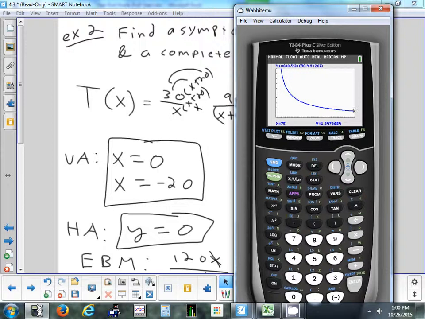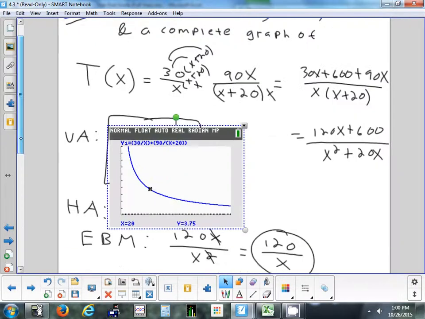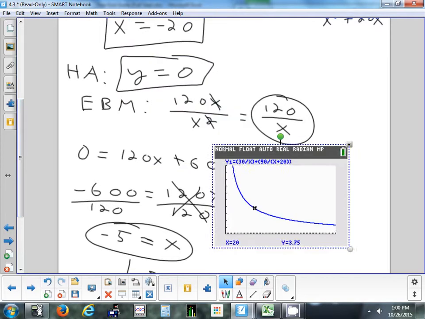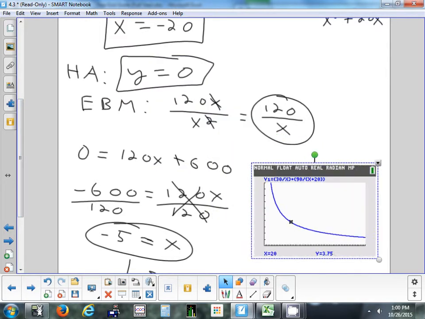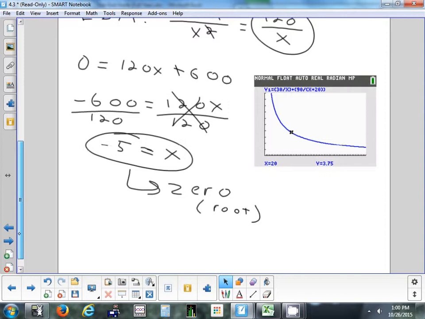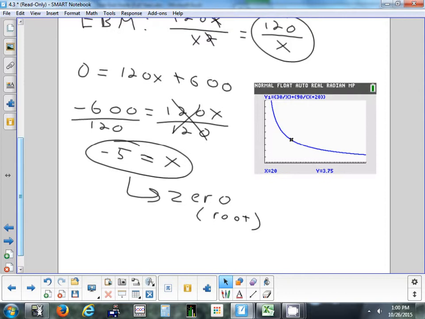But it makes a huge difference if she's going slow. If she goes 10 miles an hour, it takes her 6 hours. If she goes 20 miles an hour, she just cuts several hours off her time. So it makes more of a difference at the slow speeds than it does at higher speeds. So there's a complete graph. Any question on that?